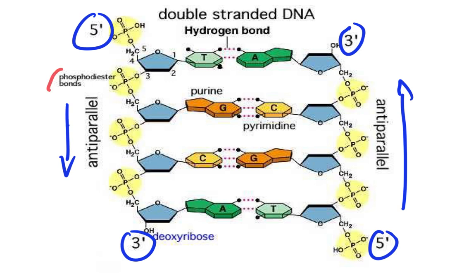We also need to distinguish the bonds that hold things together. We have these phosphodiester bonds, and those are common in DNA and RNA. But in the double-stranded DNA, we see the hydrogen bonds, the A's and T's, G's and C's, that hold this together and help protect this molecule. That chemistry is really important.